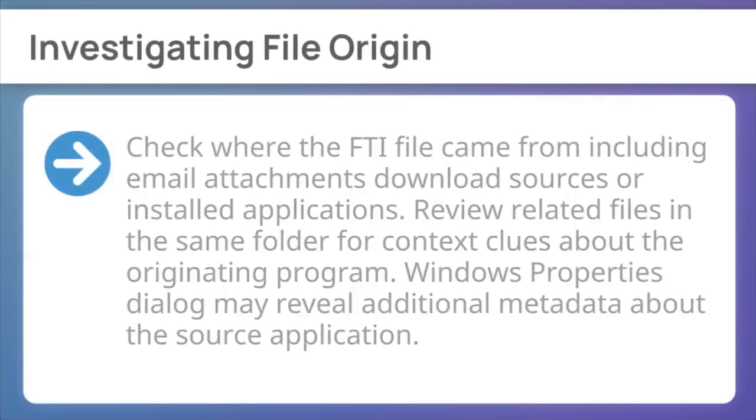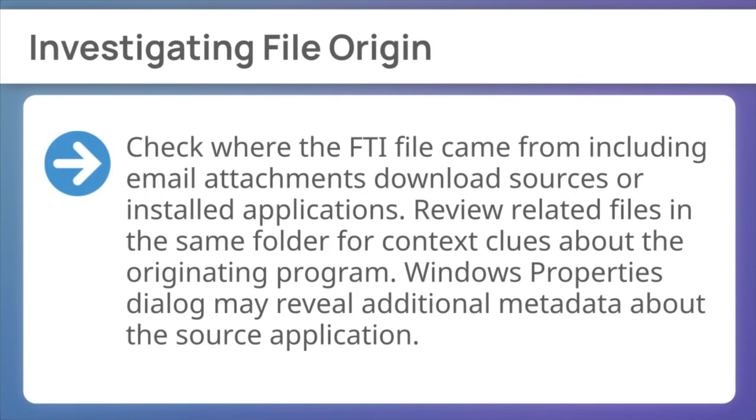First, investigating file origin. Check where the FTI file came from, including email attachments, download sources, or installed applications. Review related files in the same folder for context clues about the originating program. Windows Properties dialog may reveal additional metadata about the source application.